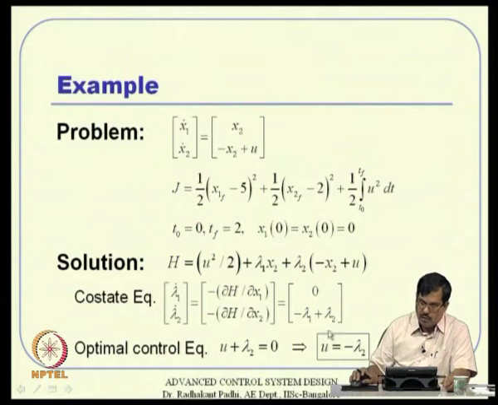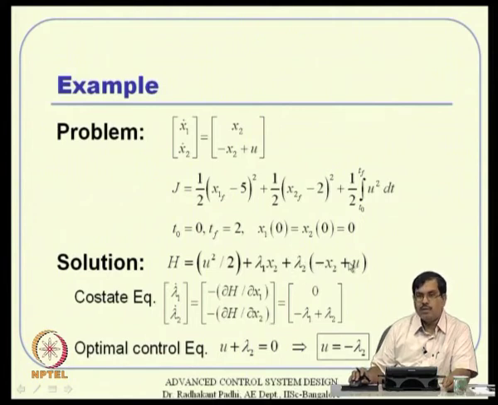Similarly, lambda 2 dot is minus del H by del x2, and now the x2 terms are there. The first term is here, so that will give us minus lambda 1. Remember, it is minus del H by del x2, that is minus lambda 1, and here the minus sign is already there. So, if you take the partial derivative and then change the sign, it will turn out to be plus lambda 2. So, what is happening here? Lambda 1 dot is 0 and lambda 2 dot is like this.